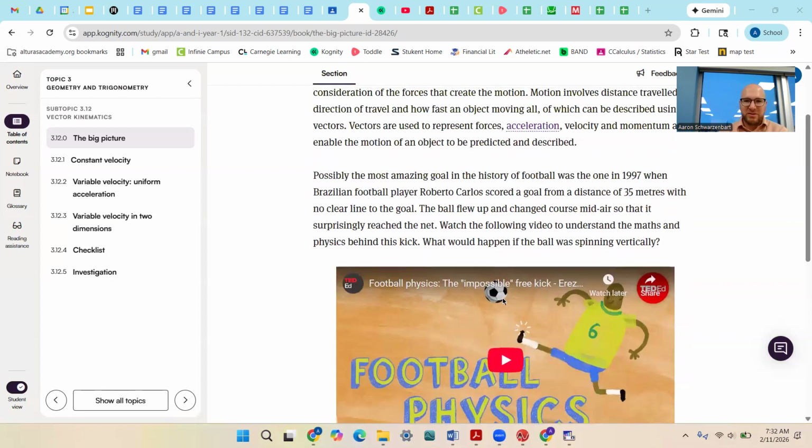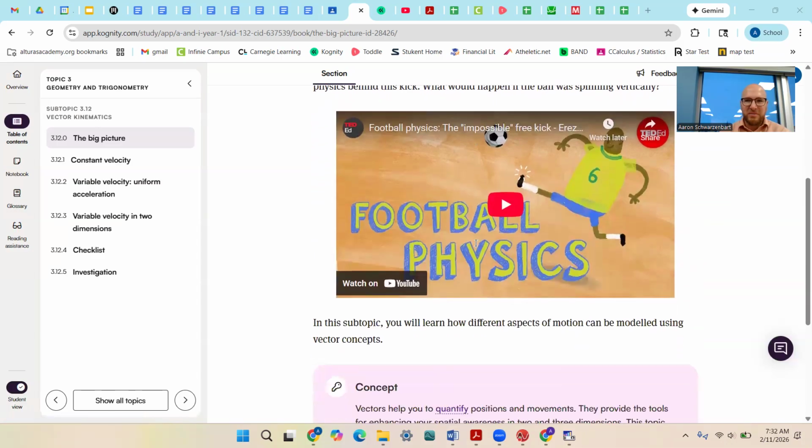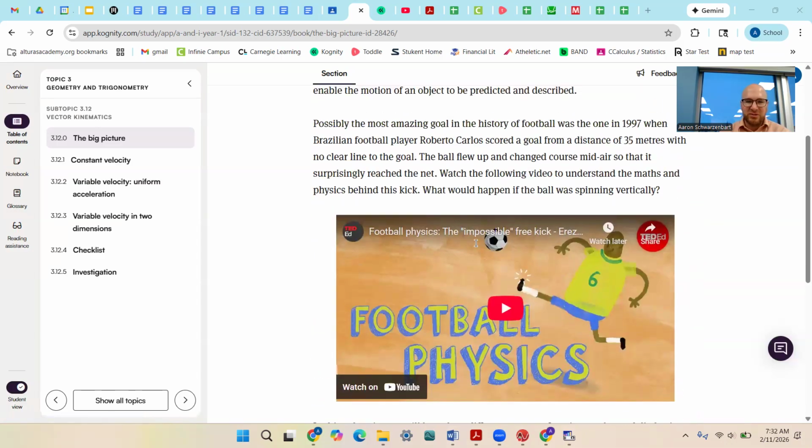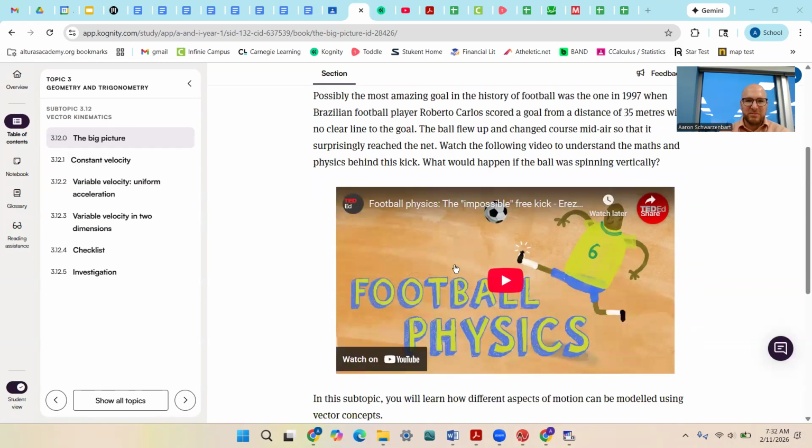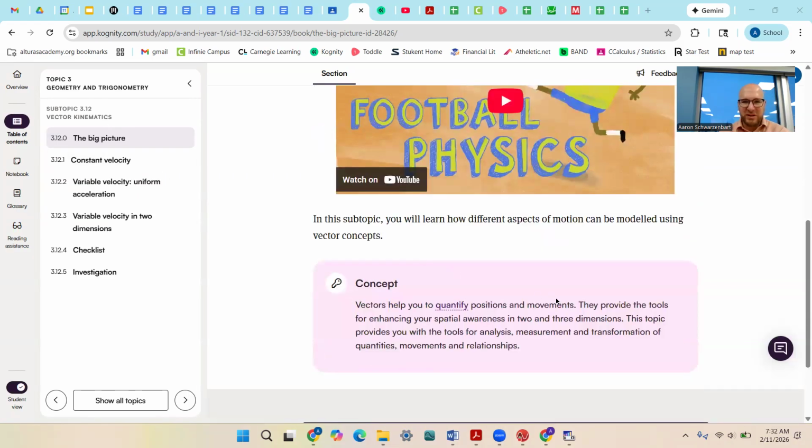If it's straight, it is not necessarily a constant acceleration, which might make it more challenging, because spinning balls do weird things. But the concept of vectors helps to quantify positions and movements. They provide tools for enhancing your spatial awareness in 2 and 3 dimensions. We're doing a lot with 3 dimensions. This topic provides you tools for analysis, measurement, and transformation of quantities, movements, and relationships.